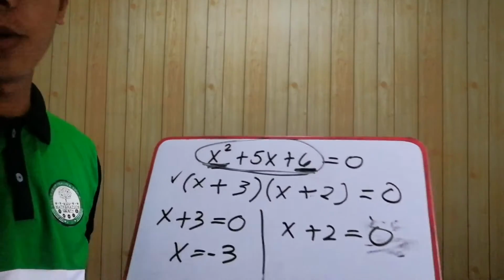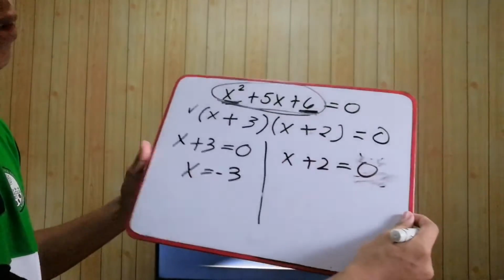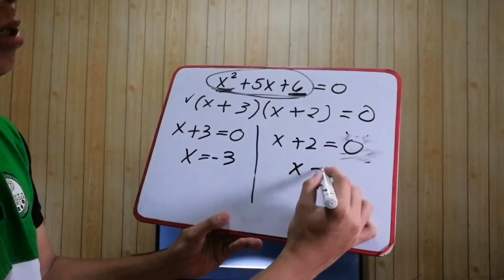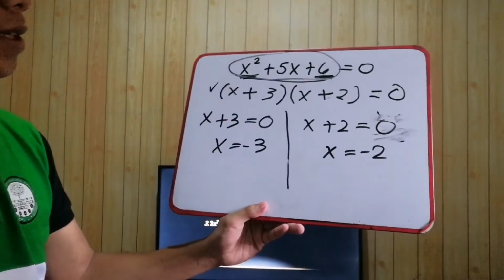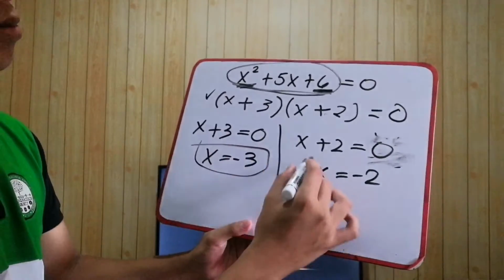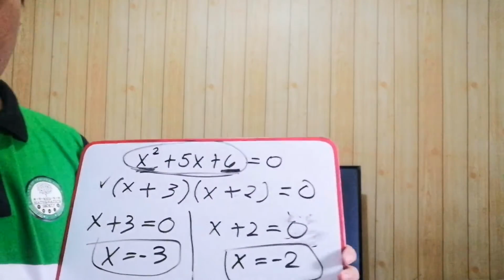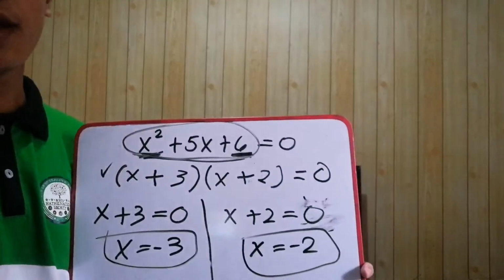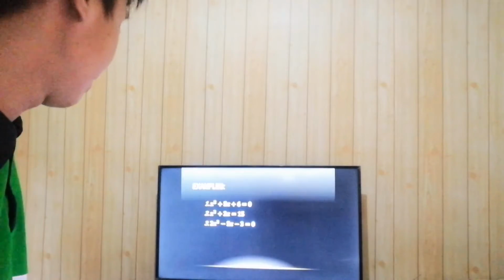It's like our previous lessons. Additive inverse lang. Now, for our second solution, just simply x equals to negative 2. So, additive inverse pa rin. So, ito na yung mga solutions natin. So, ganyan ang pag-solve ng quadratic equation using factoring. So, let's have another example.